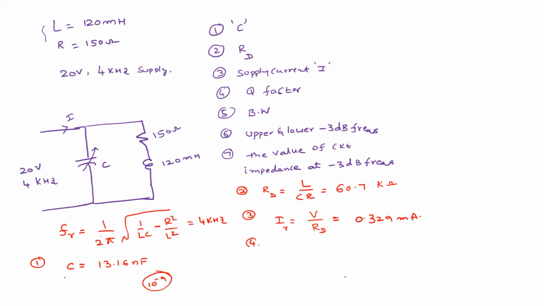So next, the fourth one, what is the Q factor? Q at resonance is omega R L by R, right? So calculate this one. 2 pi into 4000, into L, where L is 120 into 10 to the power of minus 3, and R is 150 ohm. So what is this value?